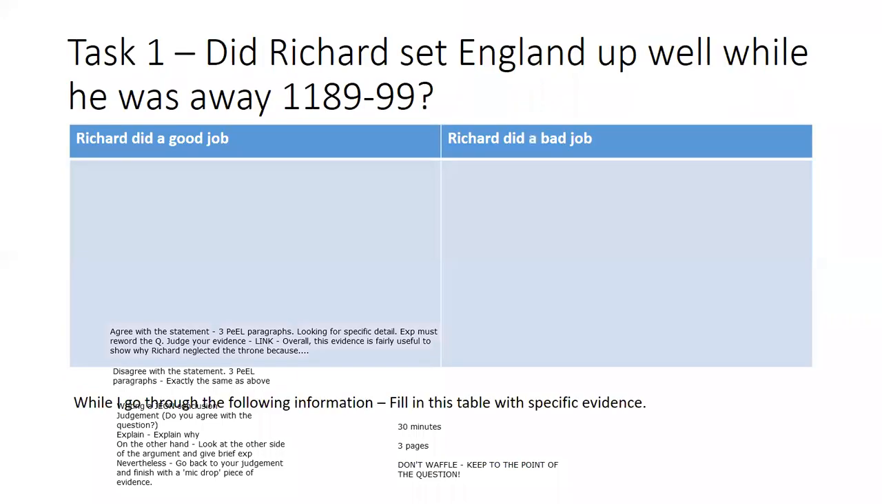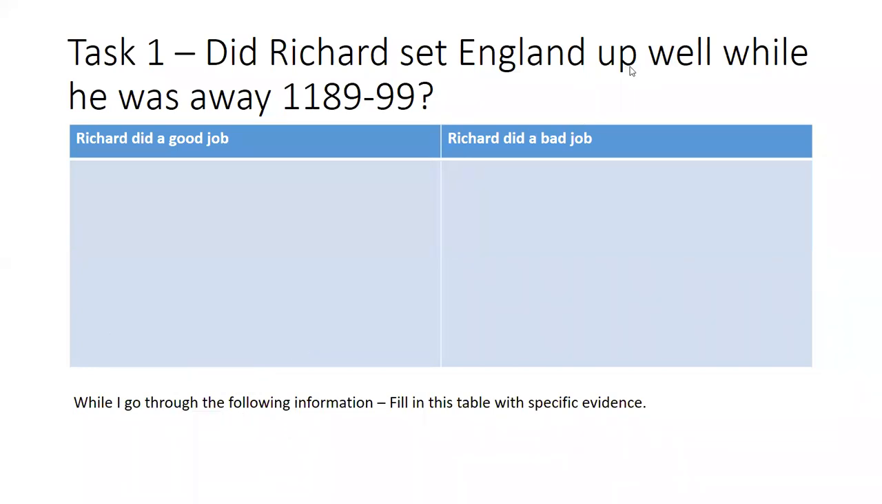So, we need to start going through, once I get rid of the last slide: did Richard set England up well? Did he neglect England while he was away in 1189 to 99? I'm going to go through some information, and while I'm doing this, you've got to create a table. In this table, you've got to have, on one side, Richard did a good job. Now, if he did a good job, that means he did not neglect. If he did a bad job, then he did neglect. So what I'm doing here is setting you up for that 16 marker: he did neglect, did a bad job; did not neglect, did a good job.